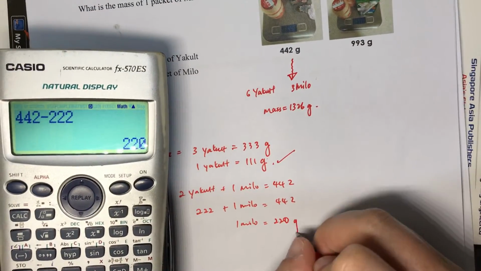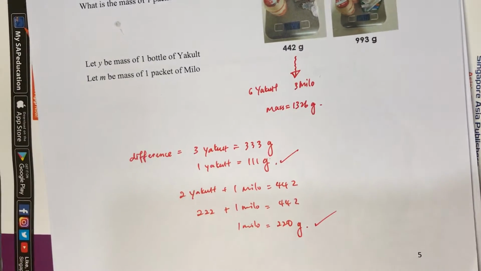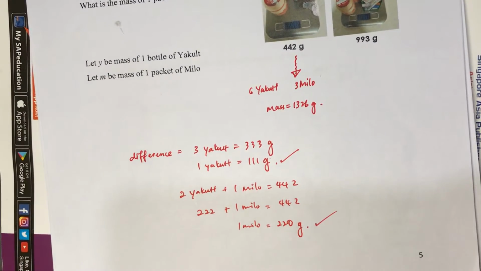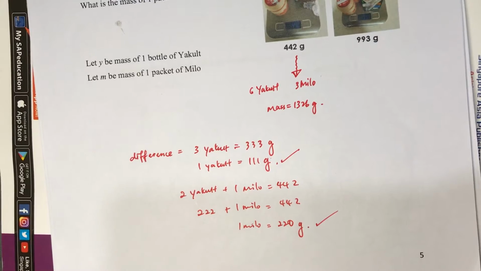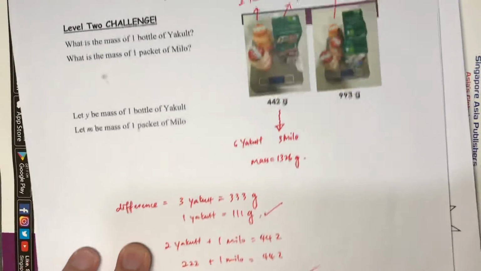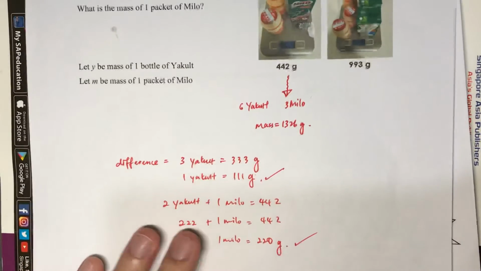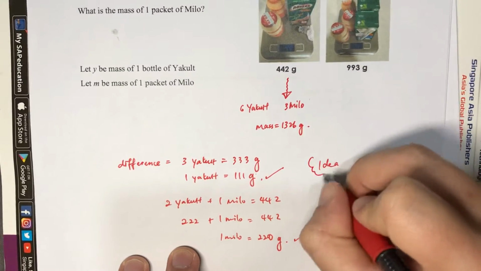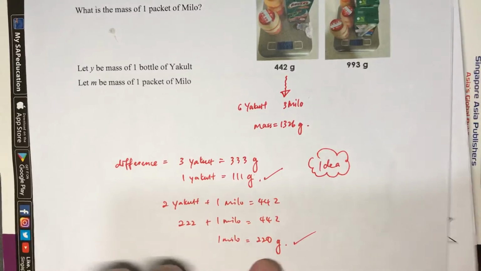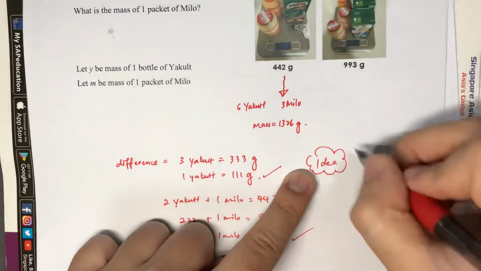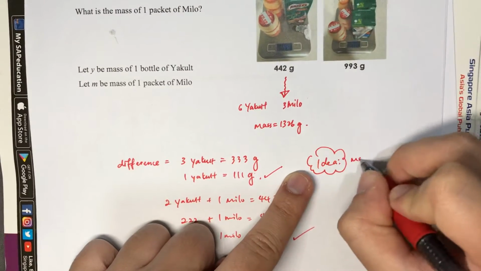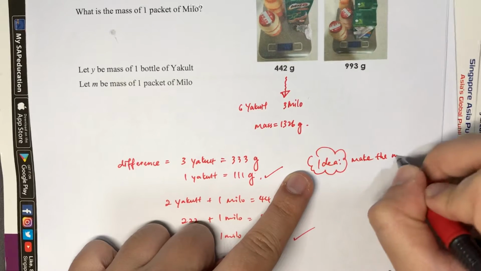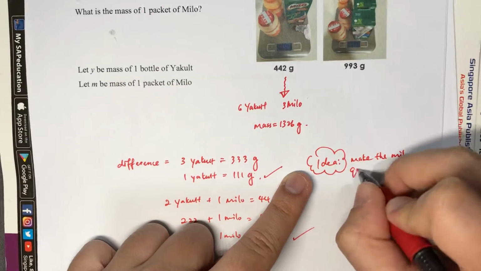So 220 gram. Okay, so roughly this is the idea that we need to find the mass of 1 bottle of Yakult and 1 bottle of Milo. This will give us the idea on how to find it. The idea is that we need to make the Milo quantity the same.